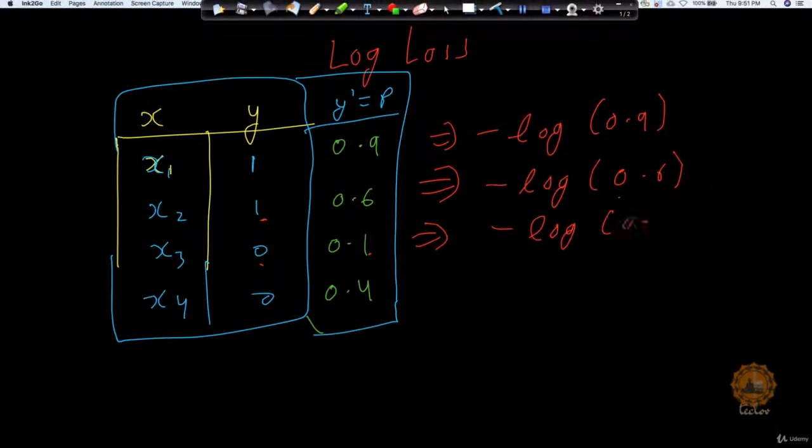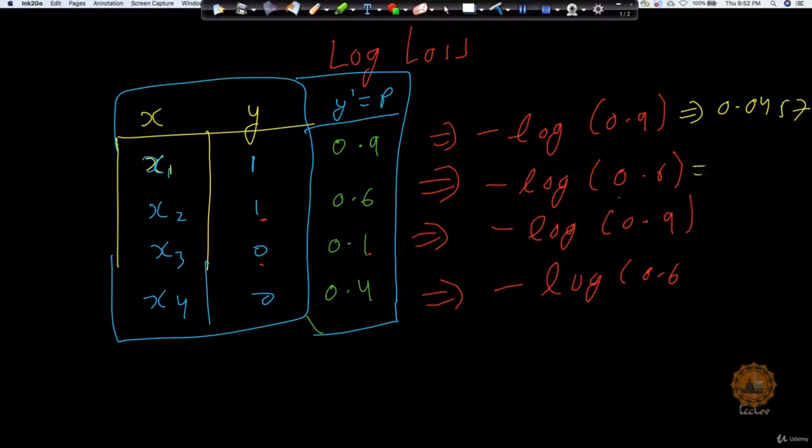Minus log of 0.9. And in the same way, if you compute it for the last row, I will get minus log of 0.6. If you compute these values, I have done it already, so you need not worry about that. So if you compute all these values, minus log of 0.9 is going to be 0.0457, if I'm not wrong. This is going to be 0.22, and this is going to be 0.0457, and the last one again is going to be 0.22.